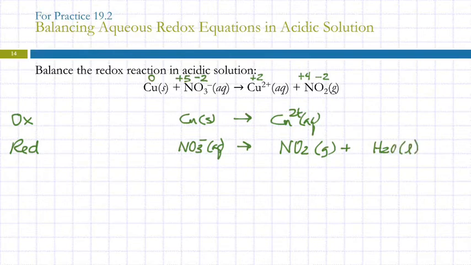So now I've got 3 oxygens on the right, 3 oxygens on the left, but now I've introduced hydrogen. Acidic solution, we're going to balance that with H pluses. So I need 2 hydrogen ions over here. Everybody okay with that? See what I'm doing?